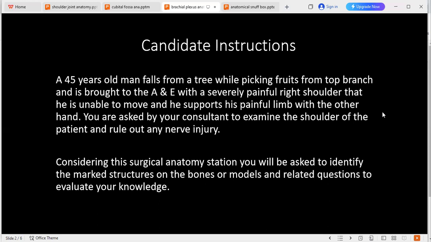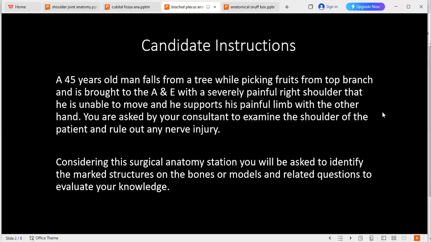What type of joint is shoulder joint? It's a ball and socket joint. Type of synovial joint. Please tell me what are the movements which are possible at shoulder joint? A wide range of motion, including flexion, extension, internal and external rotation, abduction and adduction, and circumduction.